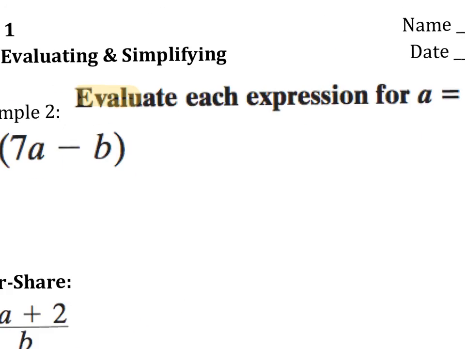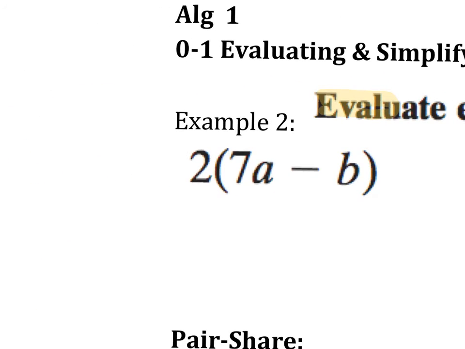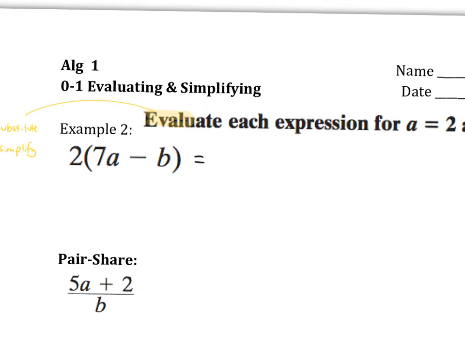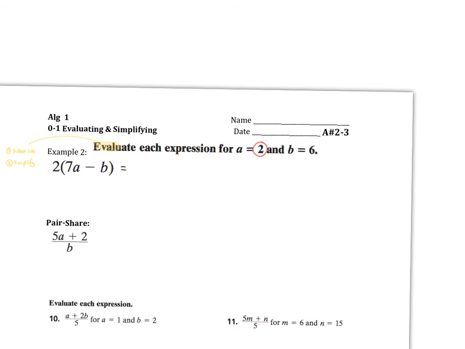Oftentimes, when we evaluate, we're going to do two things. We're going to substitute, and then we're going to simplify. Substitute and simplify to get a single value, a single number. So let me substitute some things in. We're told that the A is worth 2 and that the B is worth 6. So I'm going to put those in with parentheses.